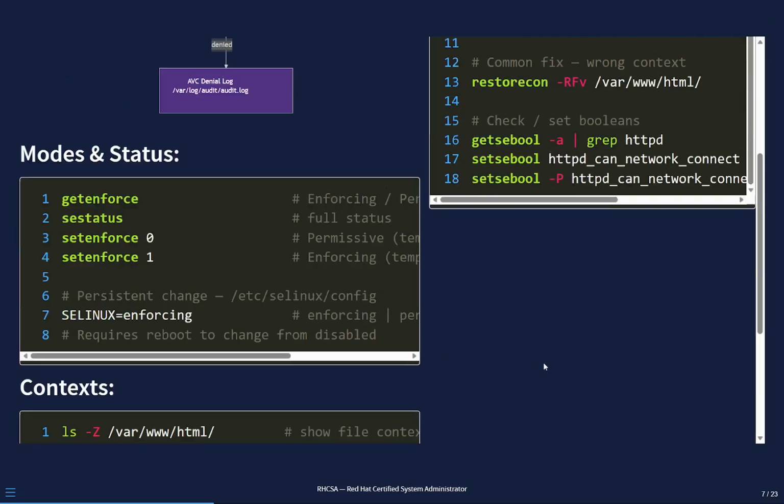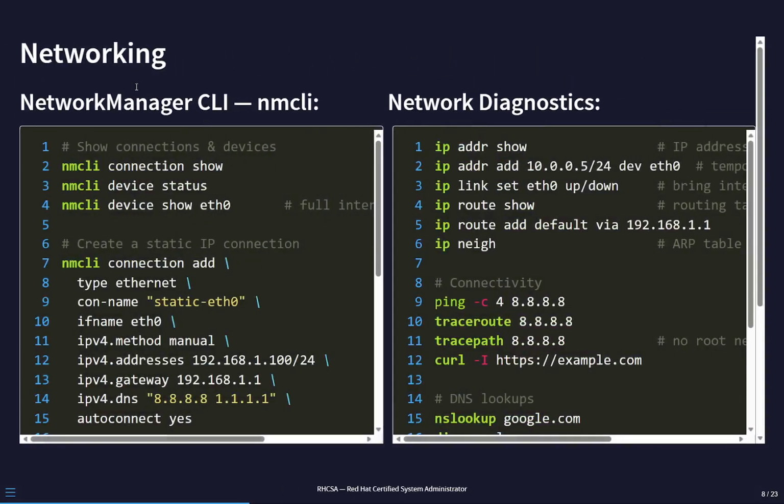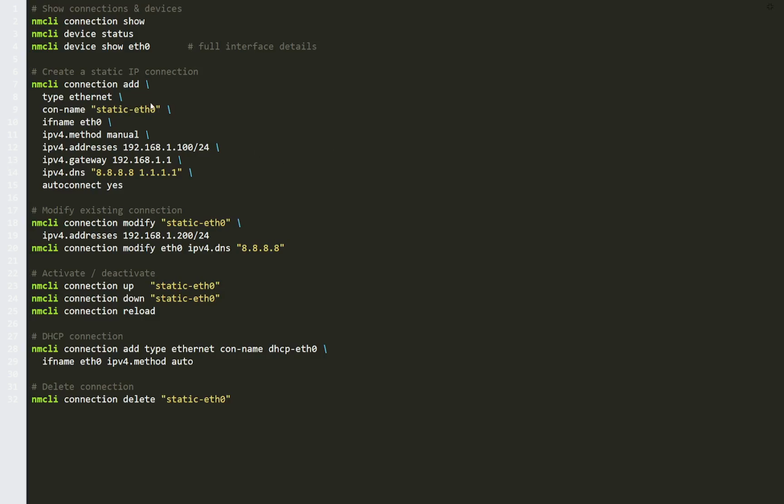Networking is 10% of the exam. The tasks are very specific: configure a static IP, set a hostname, verify connectivity. Get comfortable with nmcli. nmcli connection show lists all connections. nmcli device status shows the physical interfaces and what's connected to them. The static IP creation command is long, but follows a clear pattern.